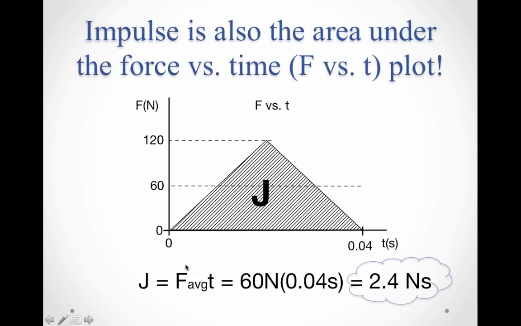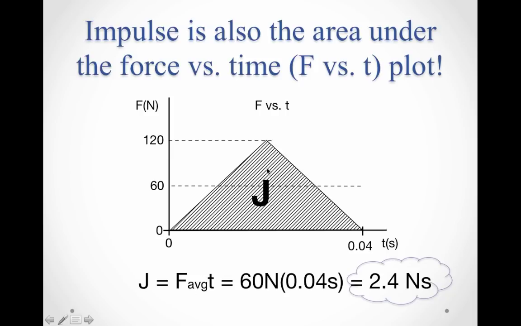Another way to think about that is the average force isn't 120. 120 is the maximum force, and the force builds up to 120 and then dies back down to zero. So what is the average over that time? As it was building up, the average was half of the amount, or 60. As it was dying down, the average was half the amount, or 60. So the average force over the whole interval would have been 60 newtons. And that's why we use that in the equation too.